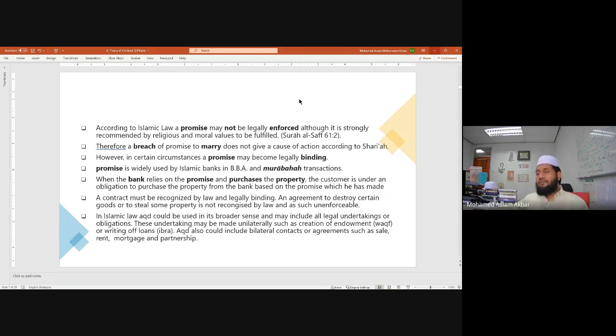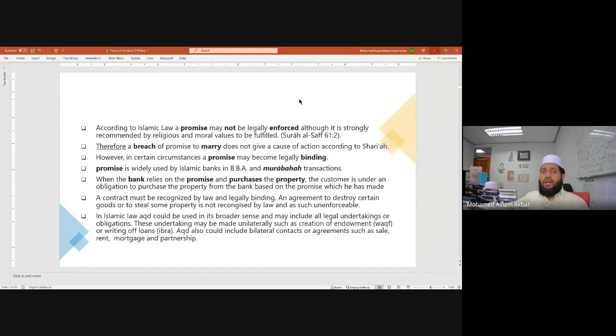However, in certain circumstances, a promise may become legally binding. Okay, here what we are talking about is whether a promise can become aqad or not. Let's say you booked something, you wanted to buy something, so you said, okay, I want to buy, but I will buy next week. See, there's a future tense that you are using. I will buy next week, or I will marry you next year. So this is all called a promise. This promise will not become aqad until the day comes and then you do the aqad, right?